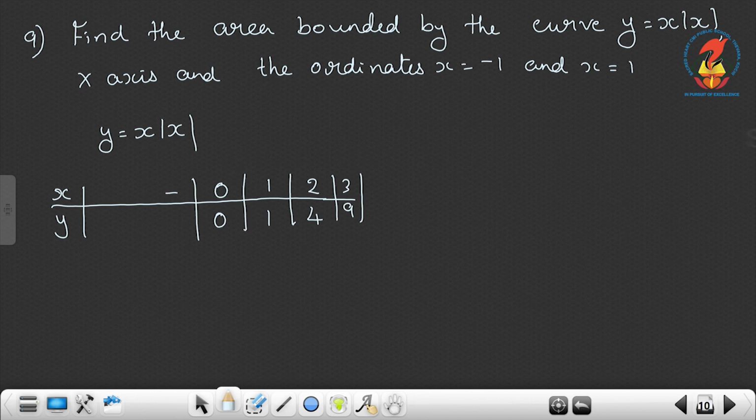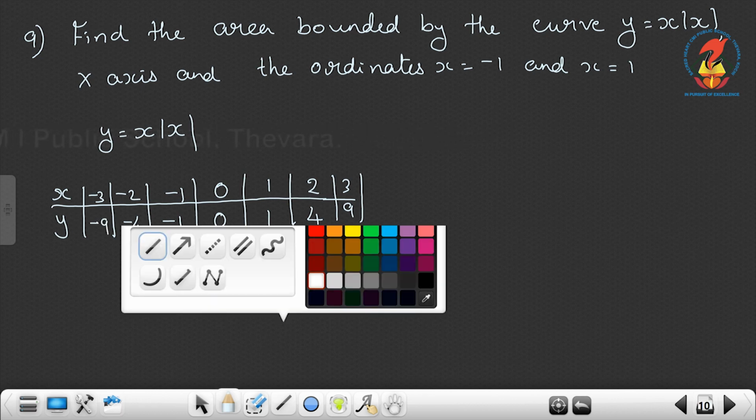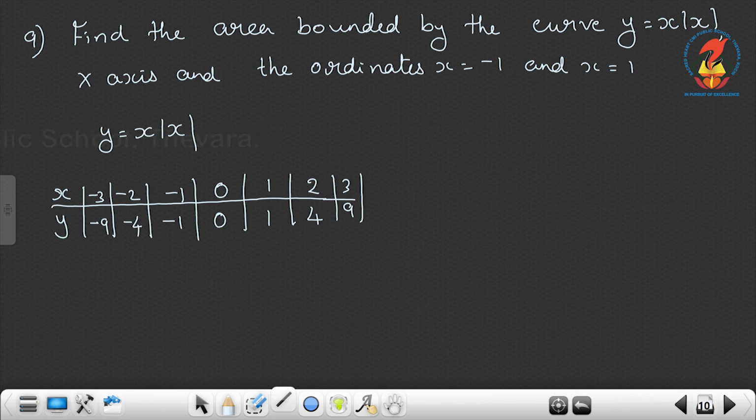Now the left hand side: minus 1, minus 2, minus 3. When x is minus 1, minus 1 into modulus of minus 1, that is minus 1. Minus 2 into modulus of minus 2, that is minus 4. The next is minus 3 into modulus of minus 3, which is minus 9. Then draw the graph.